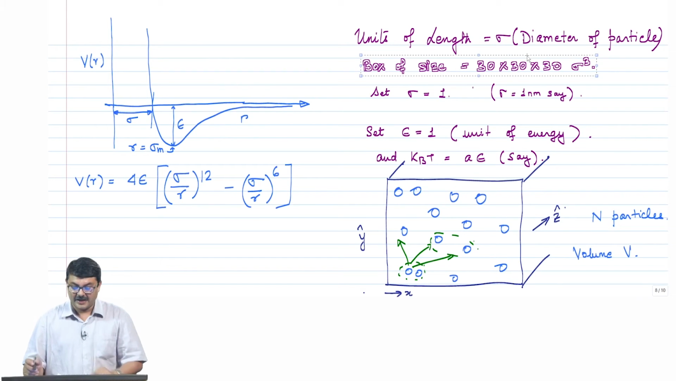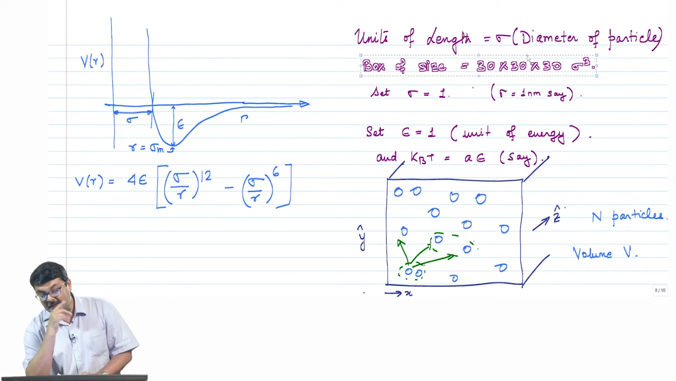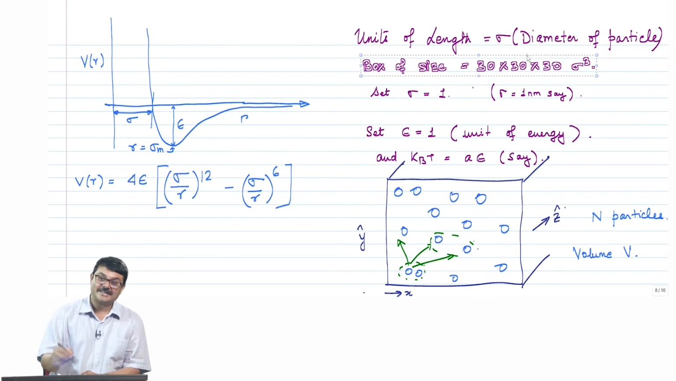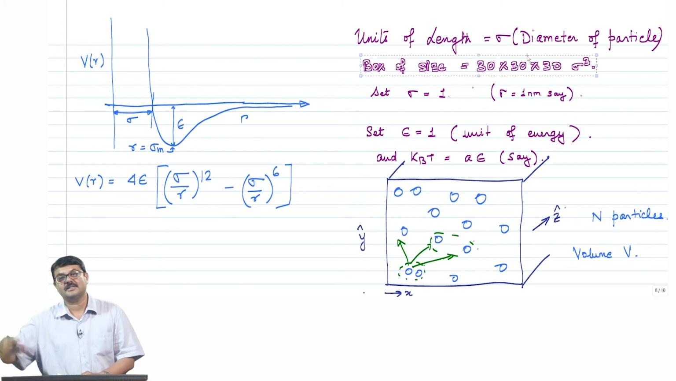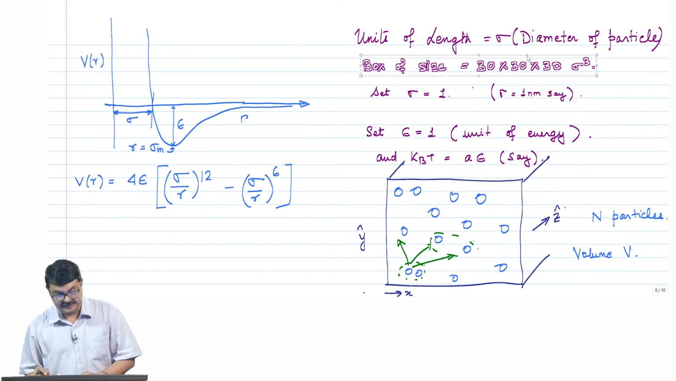sigma. And well, you can also set sigma equal to 1 nanometer if suppose you are studying some system with a particle size of 1 nanometer or 1 micron, whatever be it. So, you basically set that to be equal to 1 and measure all other distances in terms of that unit.